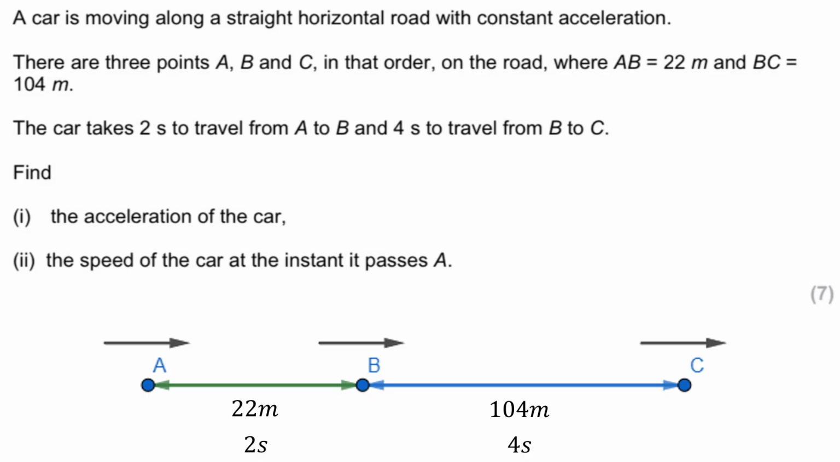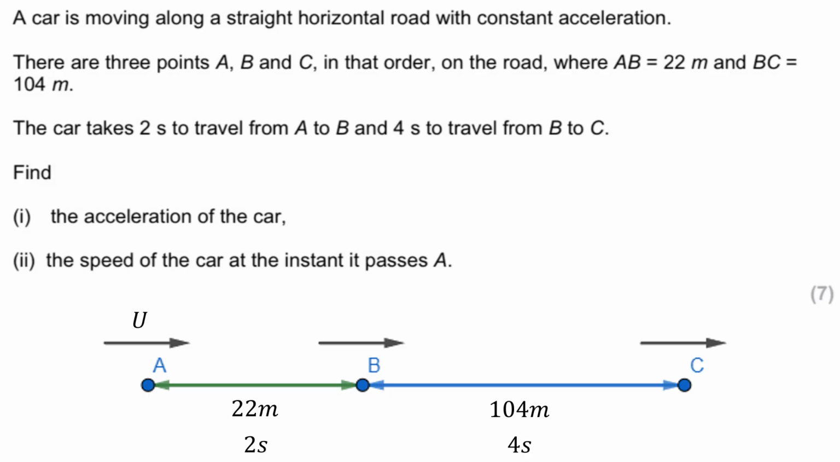And because B is just a checkpoint along the way, the speed as the car passes through B is the same. It's basically the same car traveling at its own speed. But what that means is the final speed in the AB section is equal to the initial speed for the BC section. So we can add a bit more information on here.